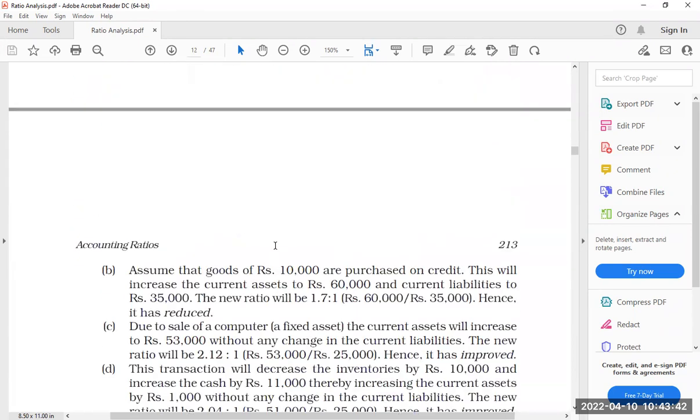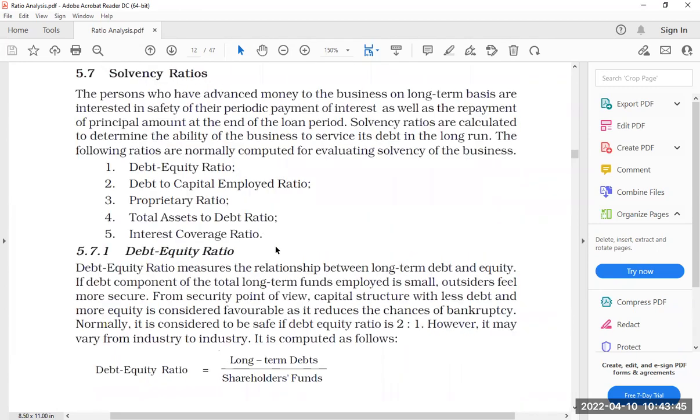Okay. Next, come to the next group of ratios, solvency ratios. What is a solvency ratio? Any ratios which are useful to understand or measure the long-term solvency of a business are called solvency ratios. Okay.